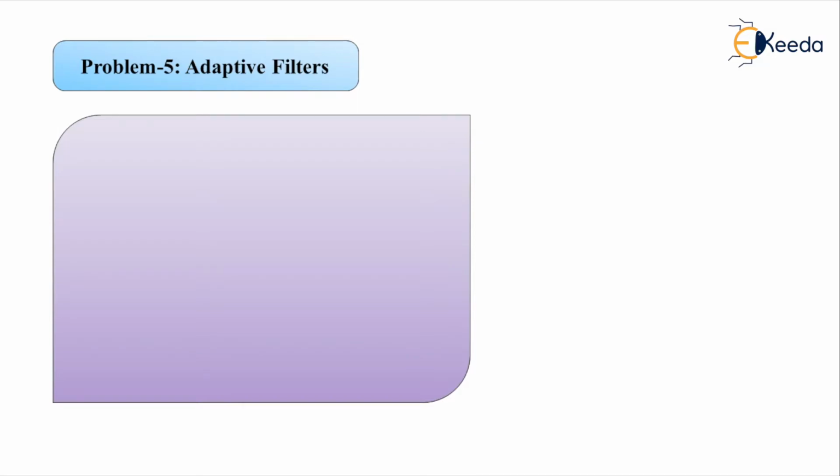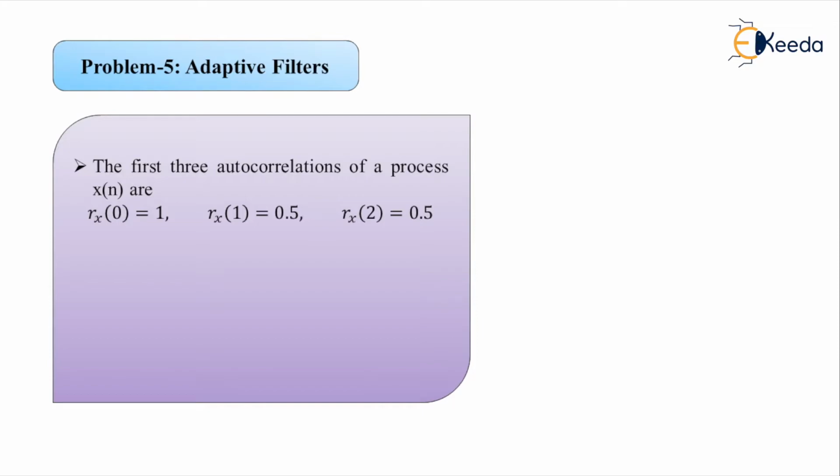So here we start with our topic, titled Problem 5, Adaptive Filters. We have been provided the problem statement. The first three autocorrelations of a process x of n are given to us. Those are represented as r_x(0) equal to 1, r_x(1) equal to 0.5, and r_x(2) equal to 0.5 again.